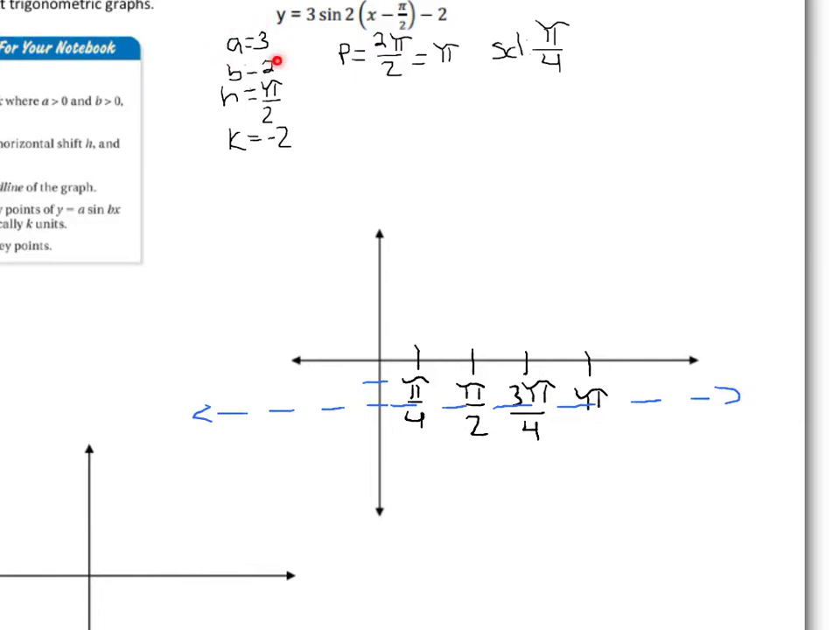So A is 3. So that means count 1, 2, 3 down, and 1, 2, 3 up. So there's the new minimum, and there's the new maximum. Okay? See how it just changed the 0? So now, normally, sine starts at 0, but it has a horizontal shift to pi over 2, so move it over to pi over 2.